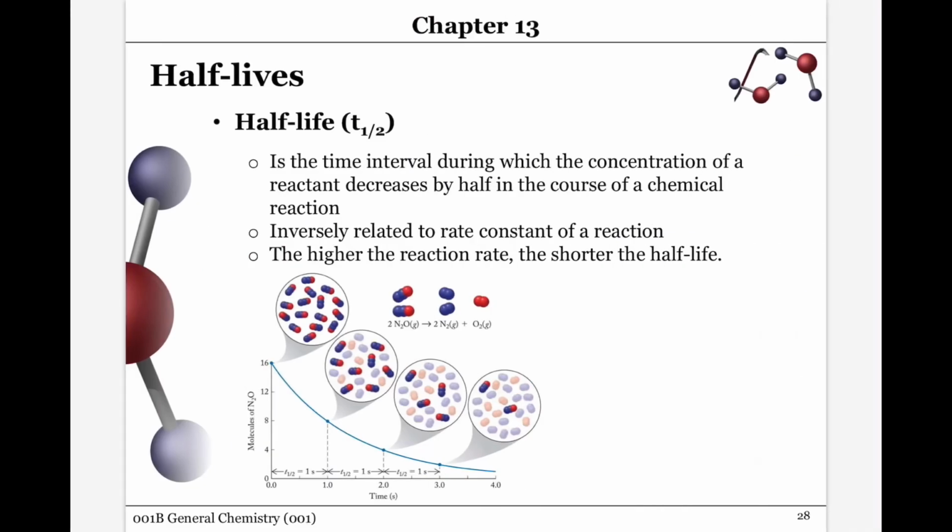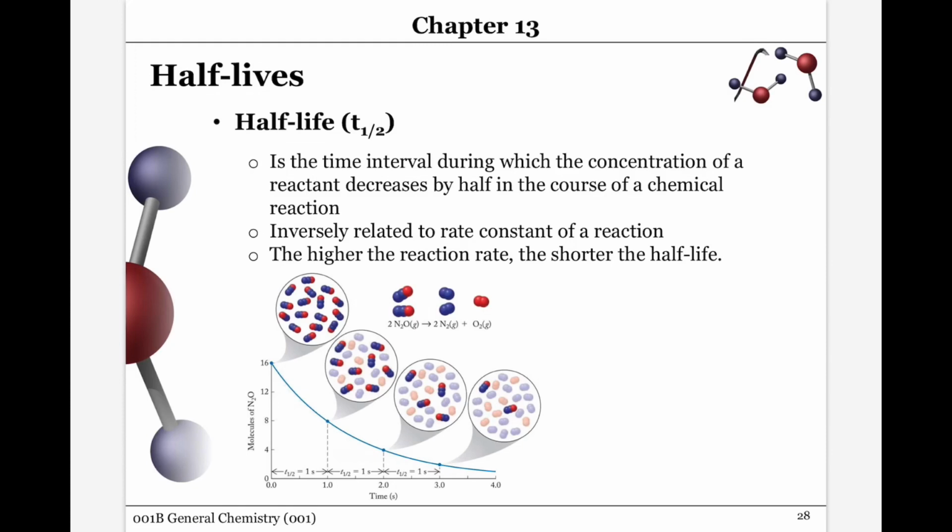When we determine a half-life, what we're actually calculating is the time it takes for the concentration of the reactant to decrease by a factor of 2. So that is the definition of the half-life. So if the reaction rate is faster, we're going to reach that half concentration sooner, and so we'll get a smaller half-life.